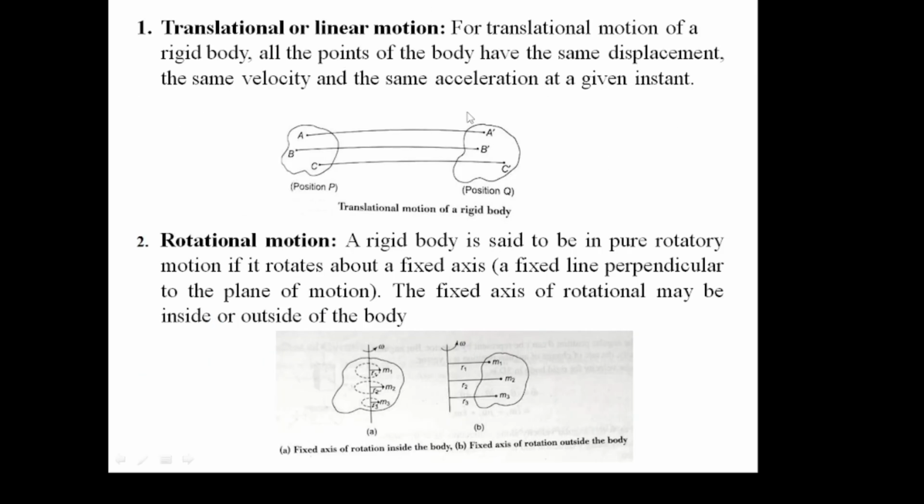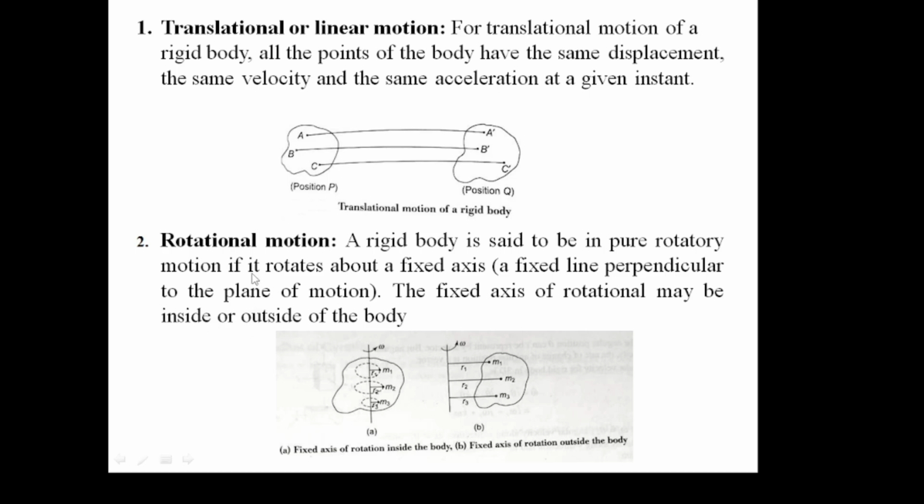First, the translational motion of a rigid body states that all the points of the body have the same displacement, the same velocity and the same acceleration at a given instant. That means, suppose this is a position P and this is a position Q. So A and A prime, B and B prime, and C and C prime have the same displacement, same velocity and the same acceleration. This is called linear motion.